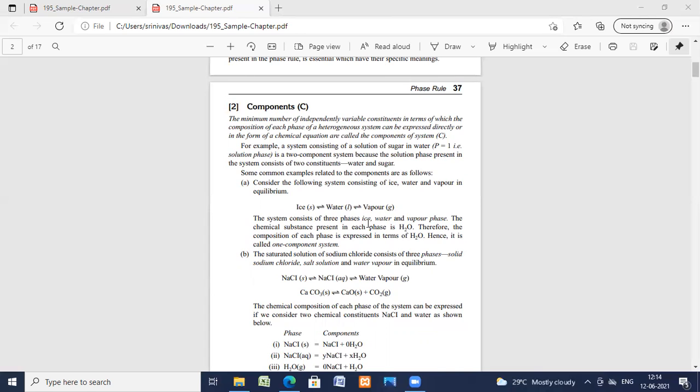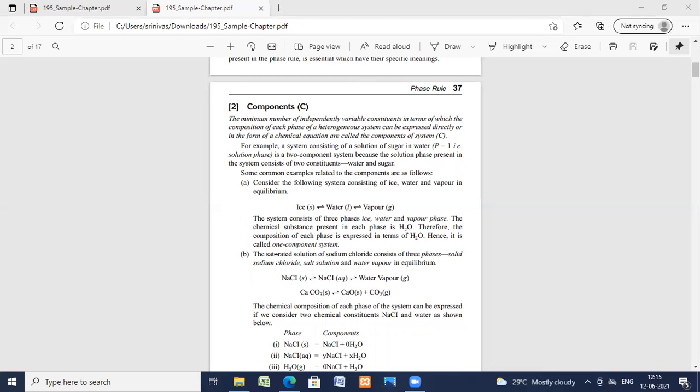So therefore, the three phases have the same formula, same composition, that is components, that is H2O. Therefore, composition of each phase is expressed in terms of water. Therefore, it is called a one component system.